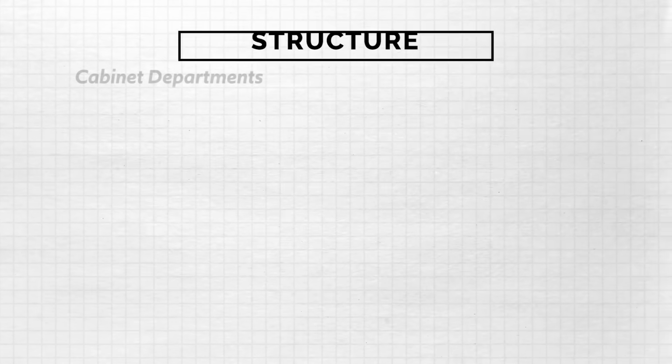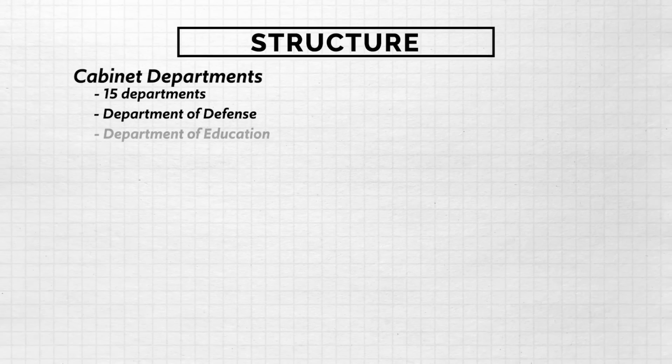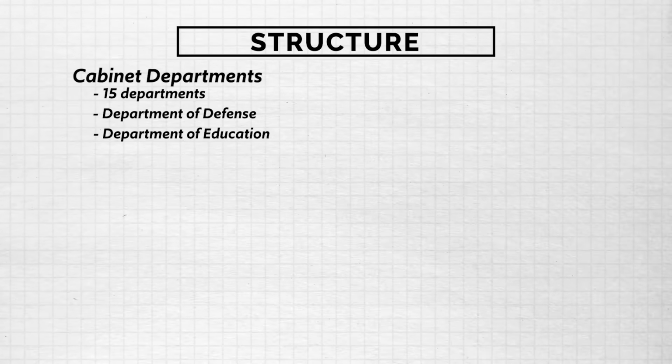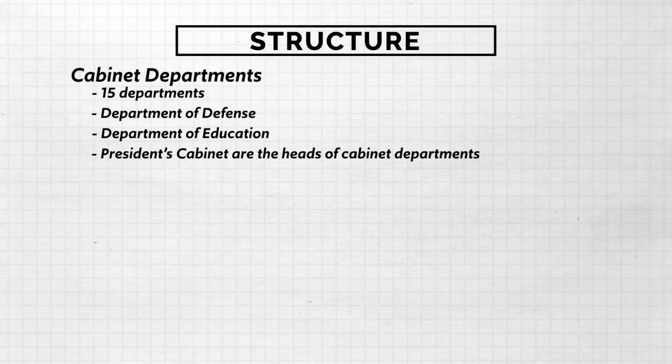First, you've got the cabinet departments, of which there are 15. For example, you have the Department of Defense and the Department of Education, and we'll talk a lot more about those in the next video, but for now, just know that all the folks that make up the president's cabinet are the heads of those departments.